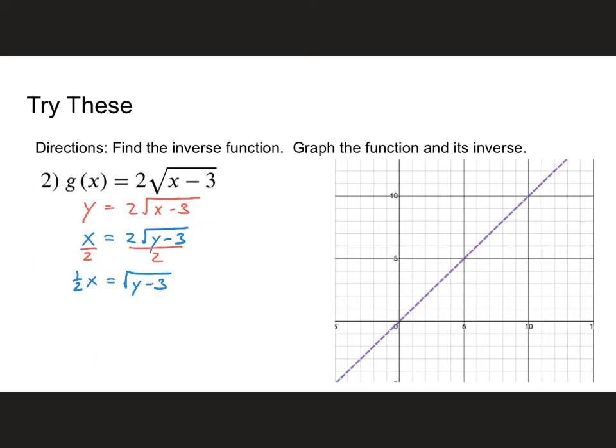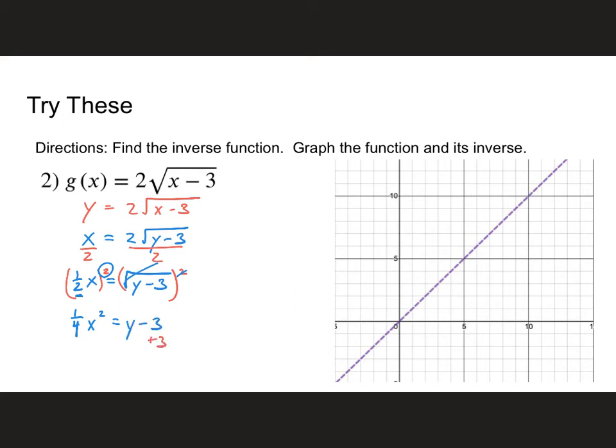I can't get to that 3 until I get rid of the radical. So what do I do? I square both sides. Now, remember here on the left-hand side, you have to square each thing individually. I have to square the 1/2, which gives me 1/4, and then I square the x, that gives me x squared. And then on the right-hand side, the square and the square root cancel out. So I'm left with just y minus 3.